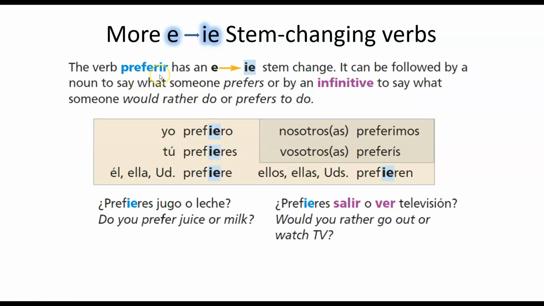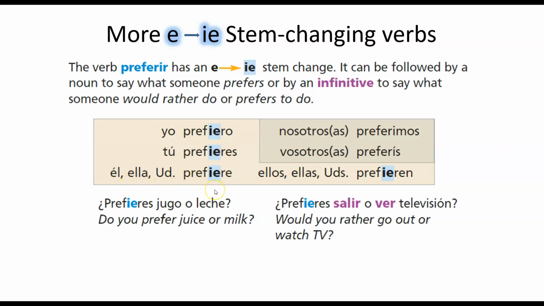The verb preferir, to prefer. This second E, the E closest to the ending, is the one that has the stem change. So this E changes to IE. And it is an IR verb, so notice the imos here. Yo prefiero, I prefer. Tú prefieres, you prefer. Usted prefiere, if you're talking to an adult, you prefer.